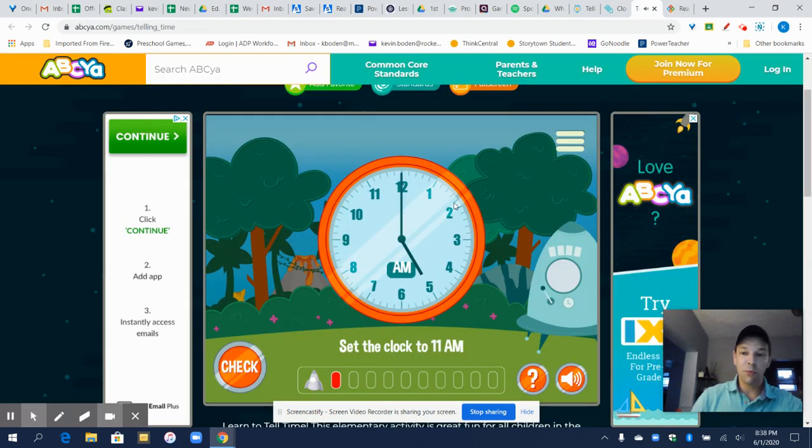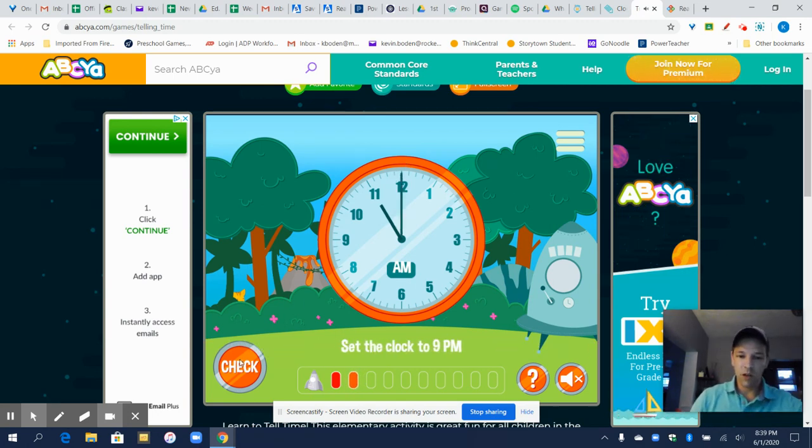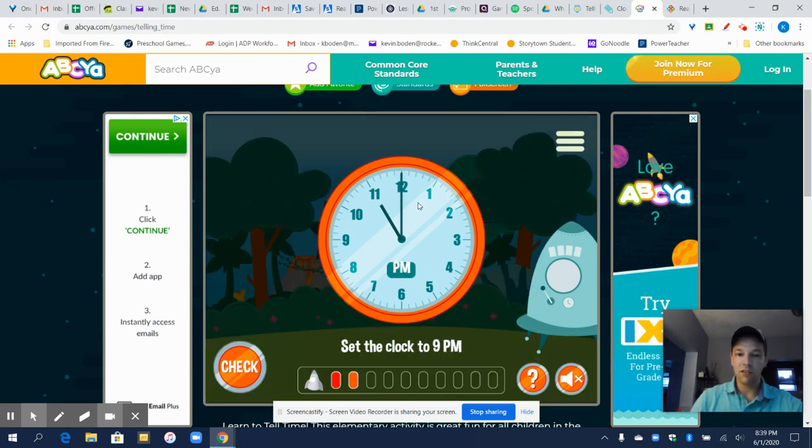Another game is right here. This one's pretty fun, and they teach you about AM and PM, which we did not talk about, so that's okay if you don't know it. AM is usually daytime, and PM is usually nighttime. So it says set the clock to 11 a.m. Our clock says AM, so let's leave it on AM. And now we have to grab our hand and go all the way to 11 a.m. So our hour hand has to be on the 11, and the minute hand has to be on the o'clock, or the 12. This game's pretty tricky. All right, now it says set the clock to 9 p.m. So I have to go to PM and then try setting the clock to 9 p.m.